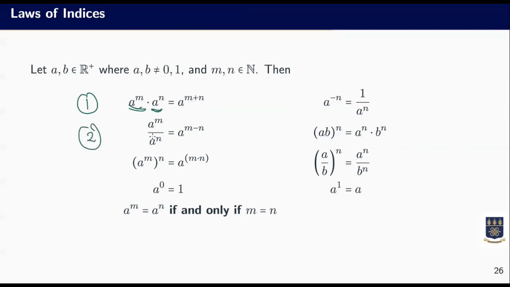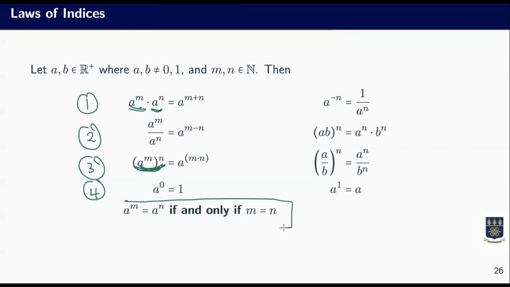The second case, a raised to the power m divided by a raised to the power n, is obtained by subtracting the index n from the index m. You can also chain indexes here. a to the power m to the power n is a to the power m times n. The fourth one is a to the power 0 is 1. And the fifth one is key.